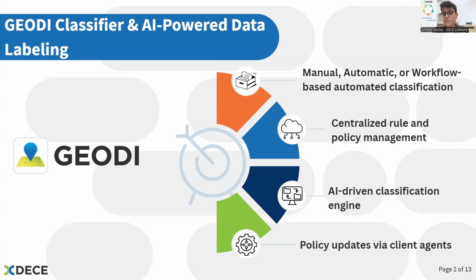AI-driven classification engine. As you know, GeoD provides firstly rule-based recognizers, like macro-based and regular expressions-based recognizers, and also provides JDQ and LLM-based recognizers. We'll be talking about them as well. And policy updates via client stages, as we have mentioned, the policies and the rules will be updated directly in 10 minutes without needing any action from your side.